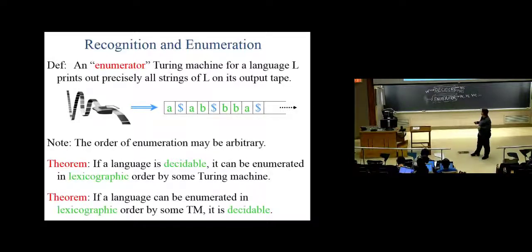To get an enumerator from a decider, put the decider in a loop. That's it. Run it on everything in sigma star, one at a time. You don't even have to do anything fancy like parallelize or worry about anything running forever, because the decider always halts. So we just proved the first theorem, that if a language is decidable, it can be enumerated in lexicographic order. Why? Put the decider in a loop. Run it on everything in sigma star, one at a time. That's the proof. Questions about that?